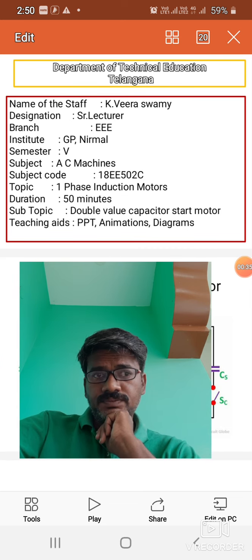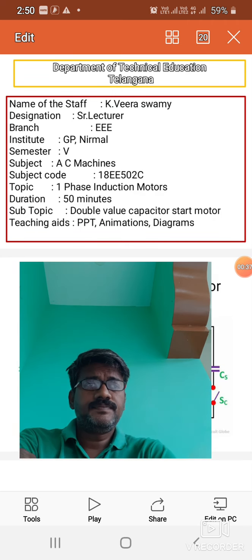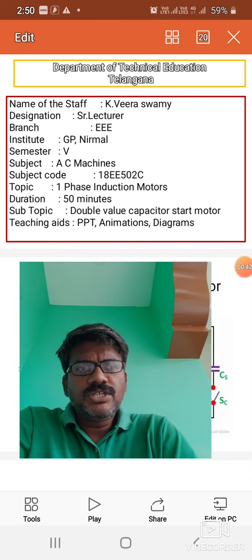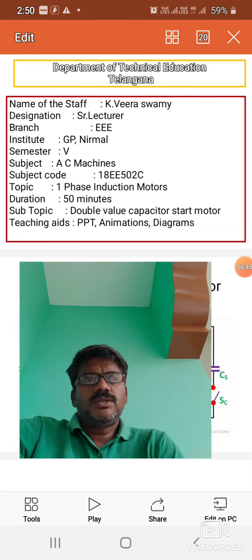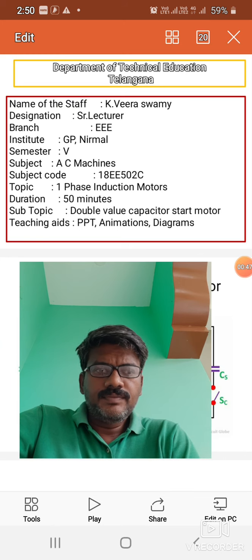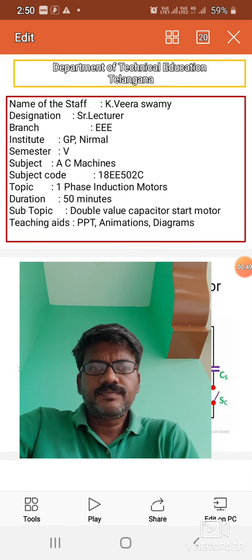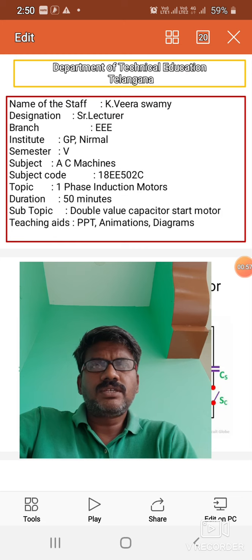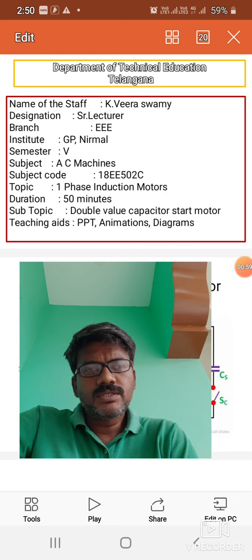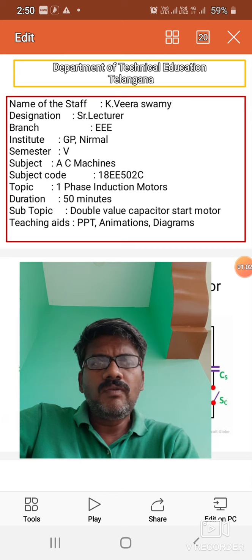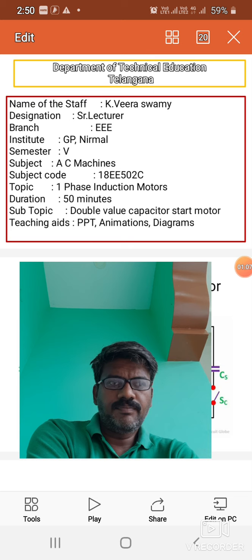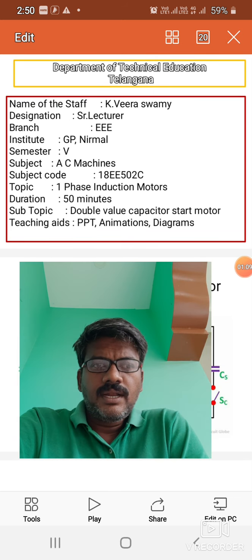I would like to teach 5th semester subject AC machines, subject code 18EE 502C. Main topic: single phase induction motor. Subtopic: double value capacitor start motor. Teaching aids: PPT, animations, diagrams.